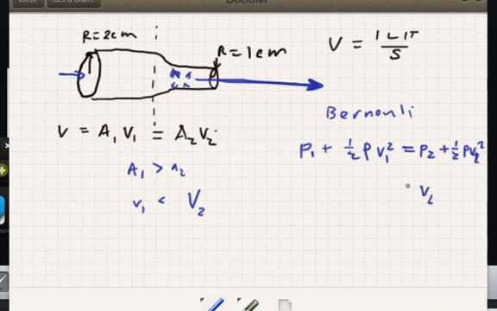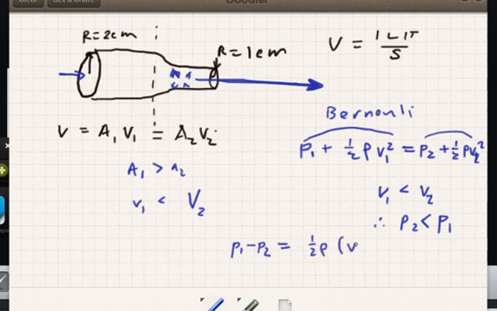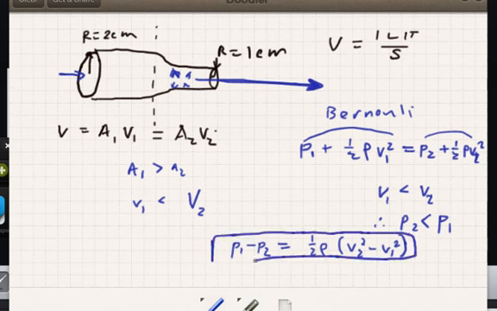So V2 greater than V1, therefore P2, since these are constant, this is larger, therefore this must be smaller. So P2 is less than P1. So through this pressure difference, I'm going to say P1 minus P2 to get a positive value equals 1/2 rho times V2 squared minus V1 squared. Okay, so here's the equation we're working with. Let's go ahead and solve that.